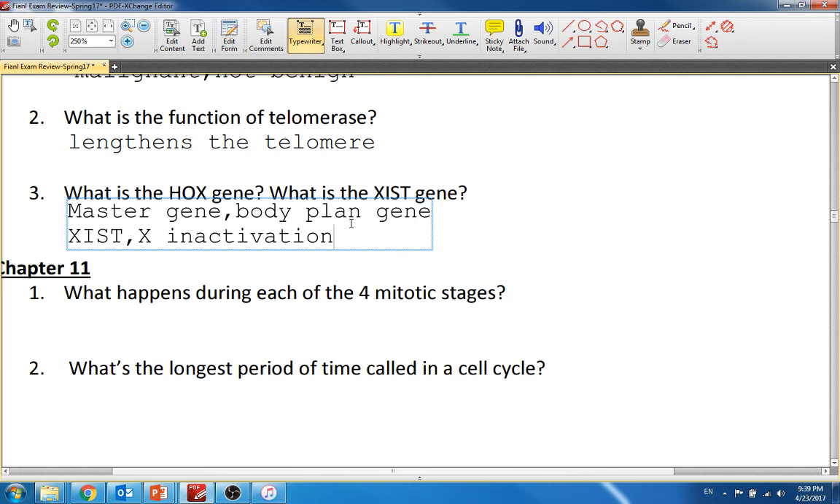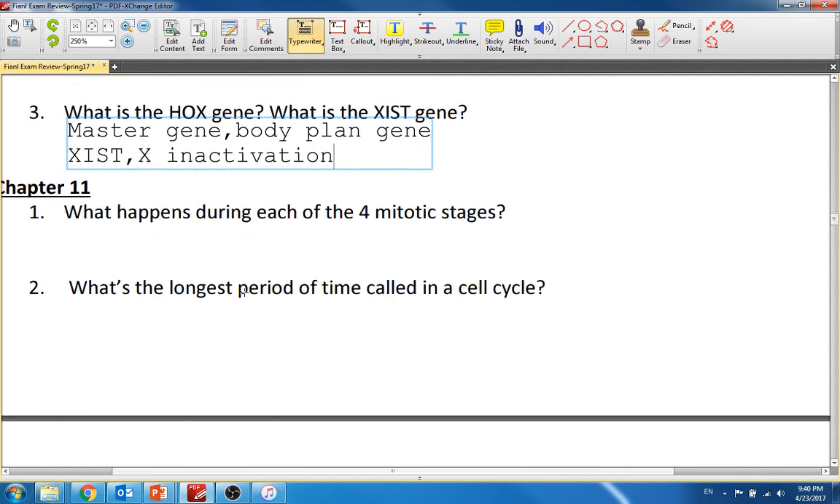The Xist gene, XIST, is a gene that causes X inactivation. So basically, one of the 2 X chromosomes in female cells will have the Xist gene transcribed into an RNA, and this RNA will then cause that X chromosome to condense into a bar body to become deactivated.